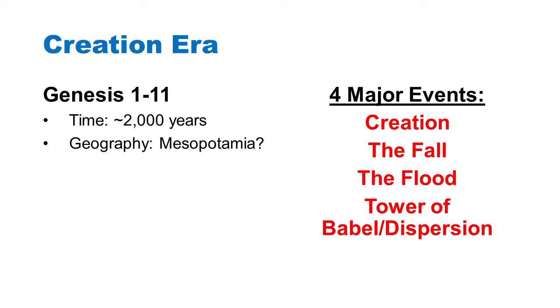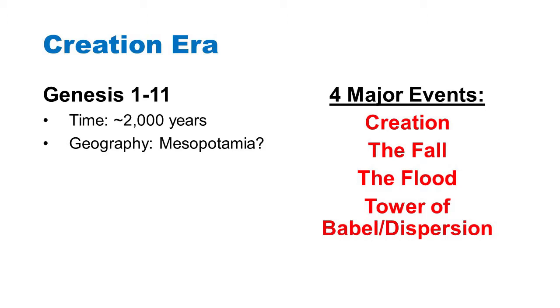But then in Genesis chapter 12, we come to the next era, and that is the patriarch era. And the Bible story zooms way in. Instead of focusing on the world, the Bible now focuses on how God is going to bless the world and save the world, and it's going to begin with the family of one man. Of course, that's going to be Abraham.